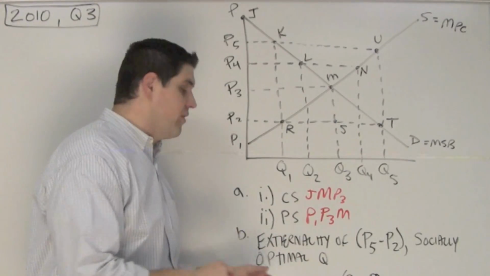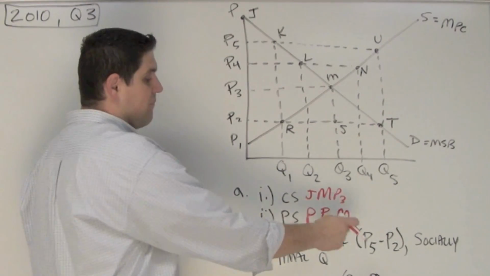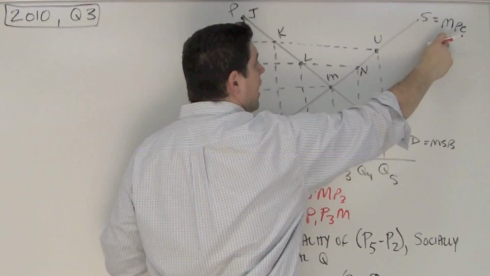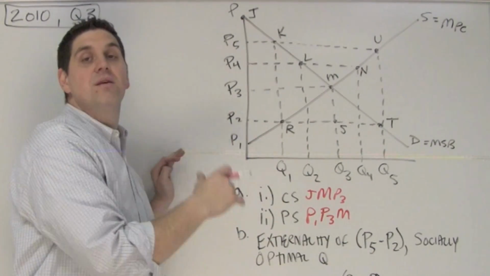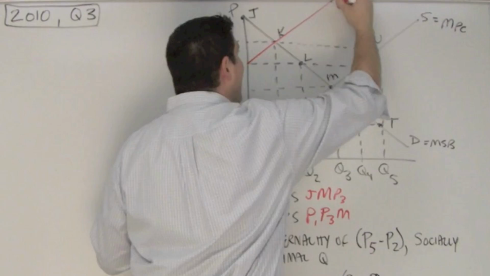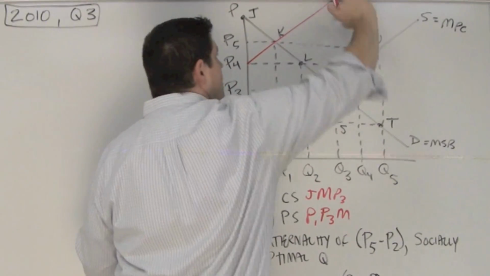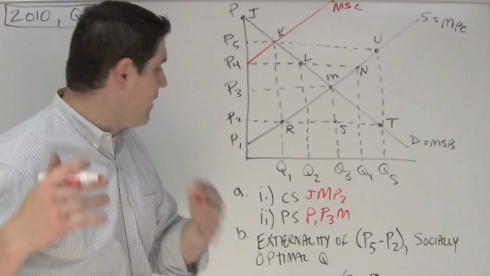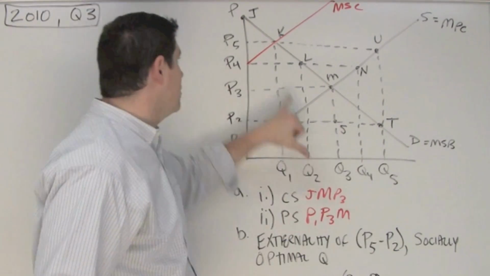It tells you in this question that there's an external cost of the price of P5 minus P2. Now notice, this graph it gave you is the marginal private cost. The new line you're going to get is the marginal social cost when you factor in this external cost. And it would actually go right up here. This vertical distance is right here. That's the marginal social cost when you factor in this externality, P5 minus P2, that distance.